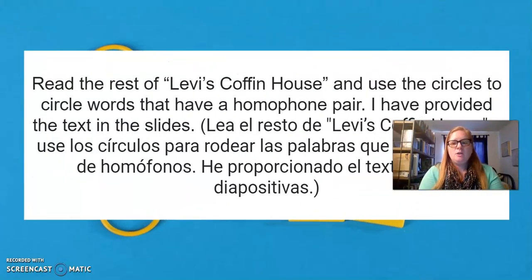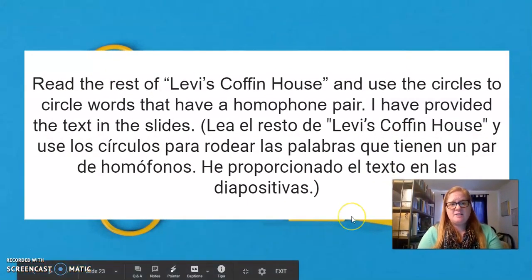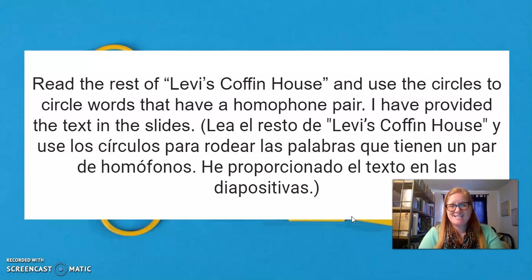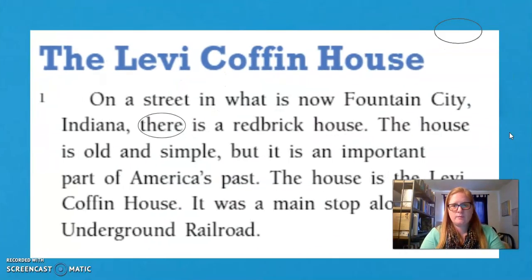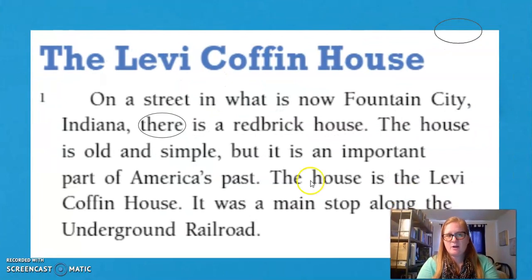So you're going to read the rest of Levy Coffin House and use the circles to circle words that have a homophone pair. I have provided the text in the slides, so you don't have to go to Benchmark. You only have to do things on the slides, okay? So here is paragraph 1. I'm going to read it again because there are actually 2 more homophones in this. So listen and circle the homophones, okay?